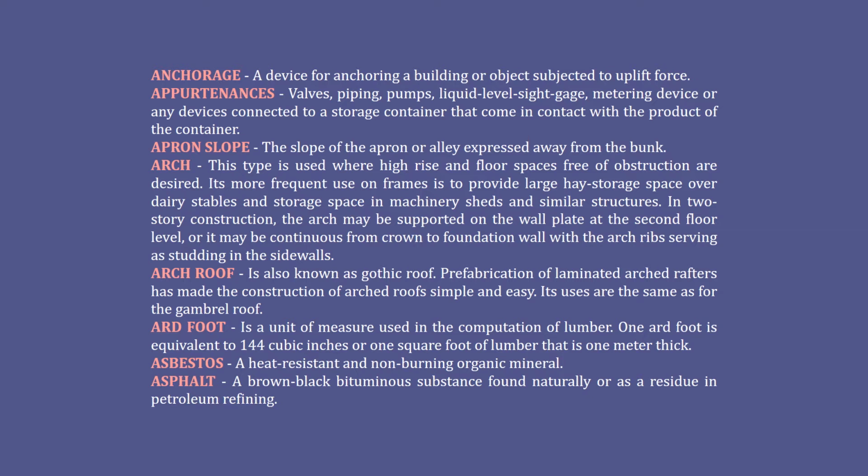Its more frequent use on frames is to provide large hay storage space over dairy stables and storage space in machinery sheds and similar structures. In two-story construction, the arch may be supported on the wall plate at the second floor level, or it may be continuous from crown to foundation wall with the arch ribs serving as studding in the sidewalls.